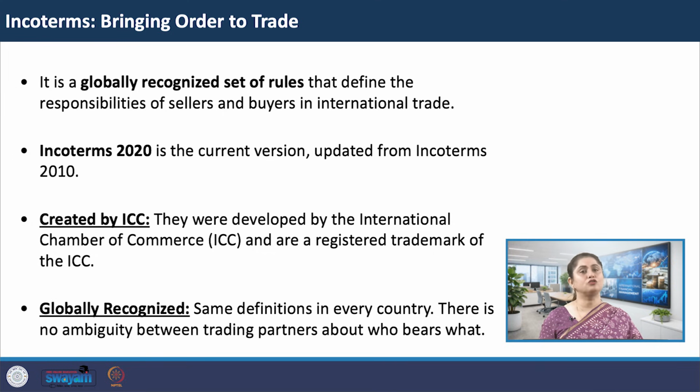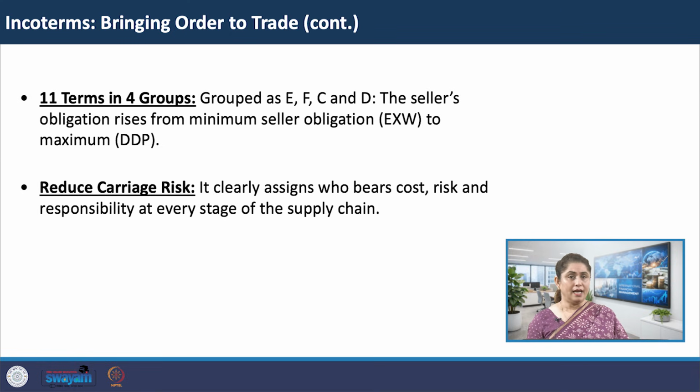Second, it is globally recognized. The same definitions apply in India, Germany, China, United States and every other country. An exporter in Chennai and an importer in Hamburg use the same understanding of FOB. This eliminates ambiguity entirely. Third, 11 terms in 4 groups.